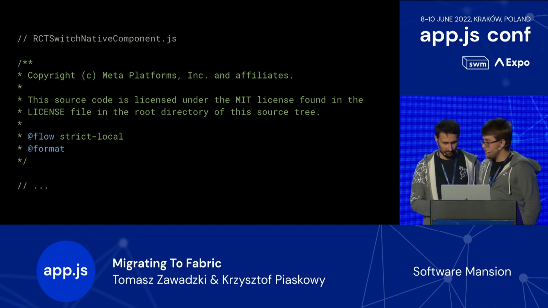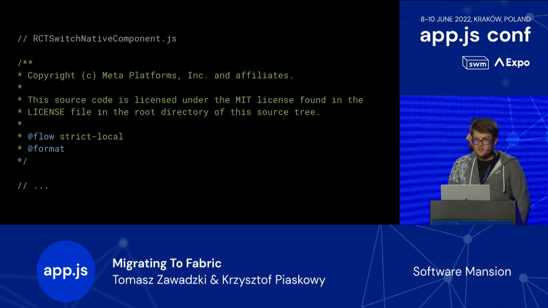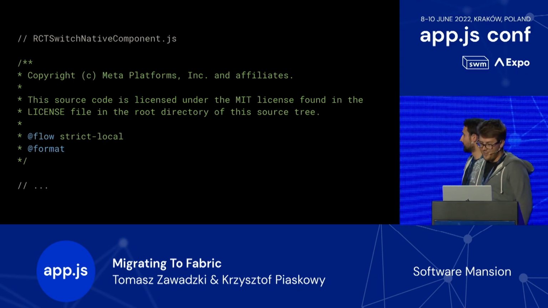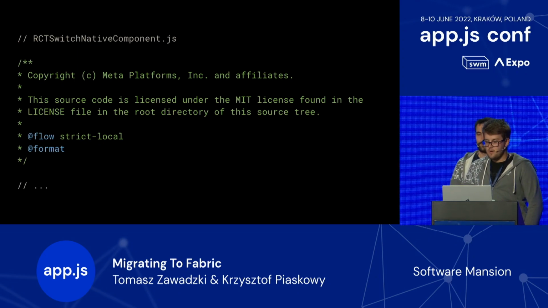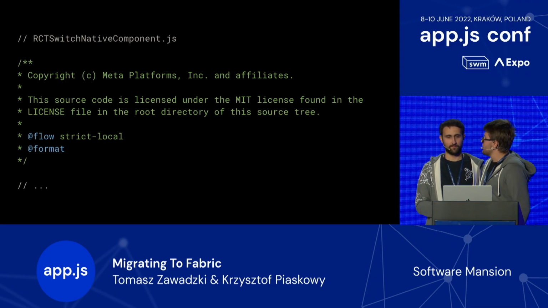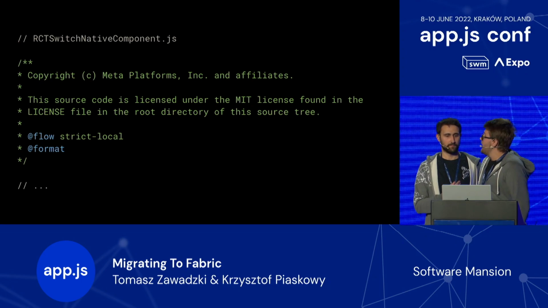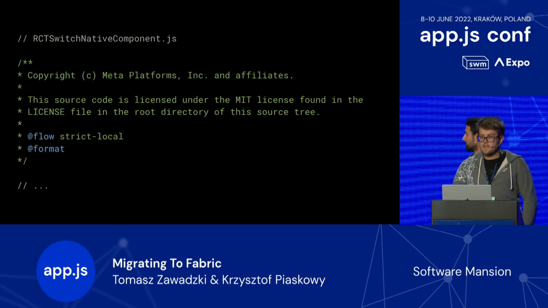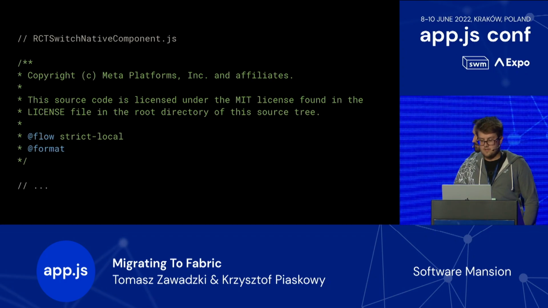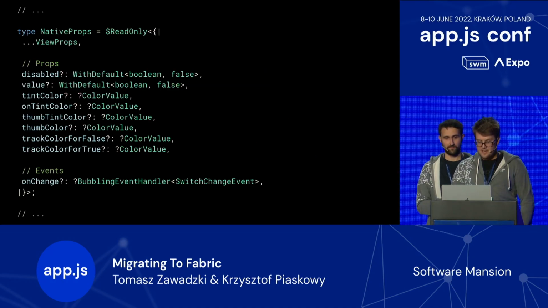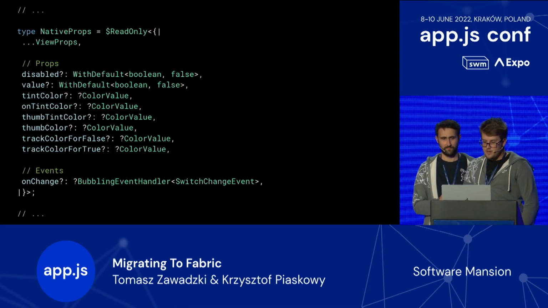So let's see an example of a spec file. I took this one directly from the React Native code base, so that's why it's written in Flow. This is for the switch component, and here's only the beginning of it. An important thing here is the name of the spec file, which needs to end with NativeComponent.js, so that the CodeGen can automatically find it. Then some imports, as usual. And now the main part.